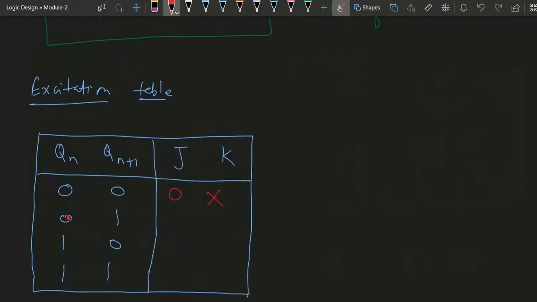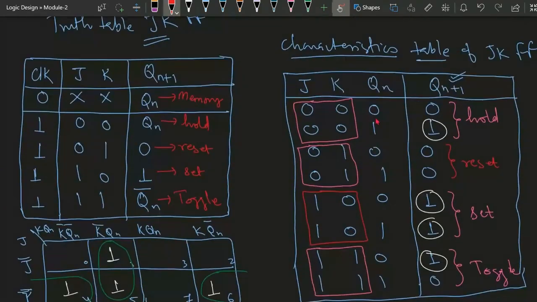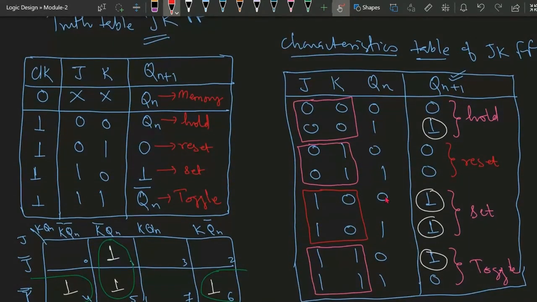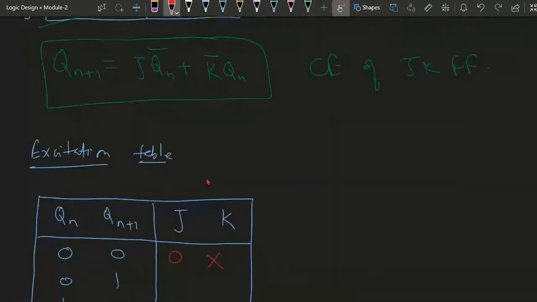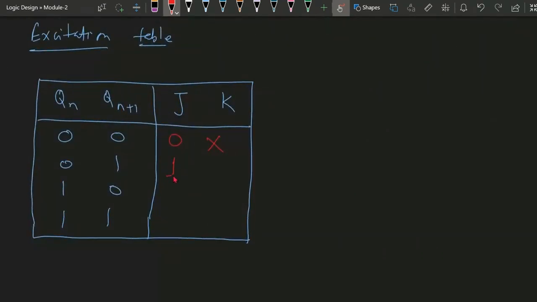Similarly, for Qn is equal to 0 and Qn plus 1 is 1, so 0 and 1 is here. So at this position, the current state is 0 and the next state is 1. So it is J and K is 1 0. Next is this one, where J is 1 and K is 1. So K is 1 and 0, but J is the same, 1. So it will be like J will be 1 and K will be don't care here.